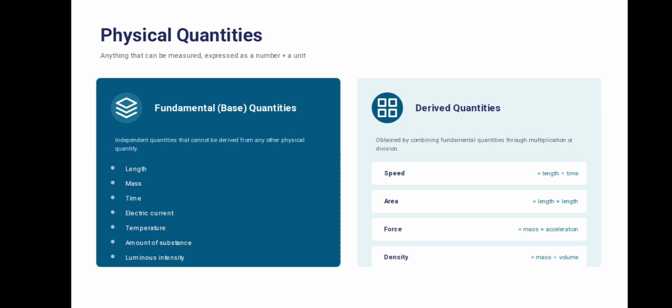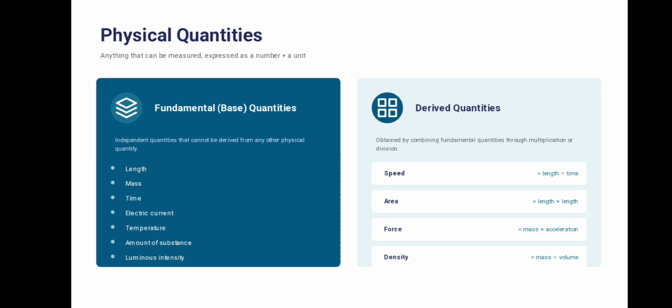Each of these base units is now defined in terms of fixed values of fundamental constants of nature. For instance, the second is defined using the vibrations of a cesium-133 atom, and the meter is defined using the distance light travels in a specific fraction of a second. This makes these units incredibly precise and reproducible anywhere in the universe, not tied to any physical object kept in a vault somewhere.